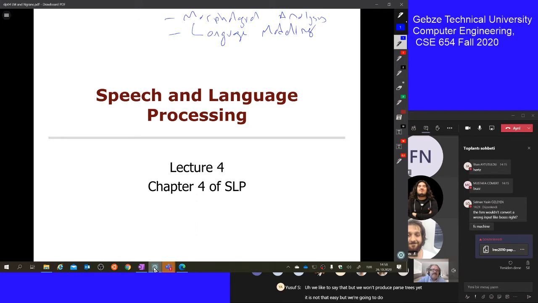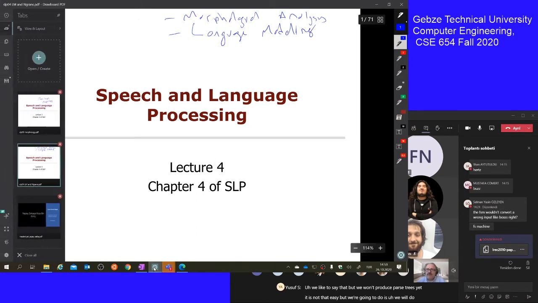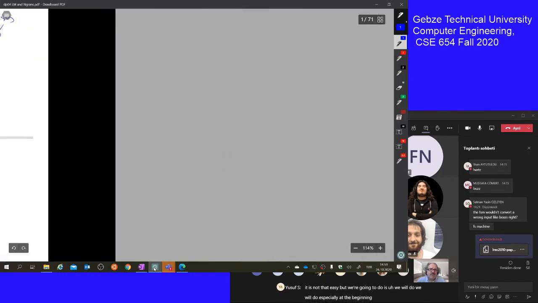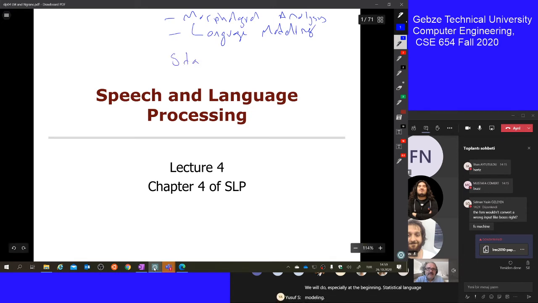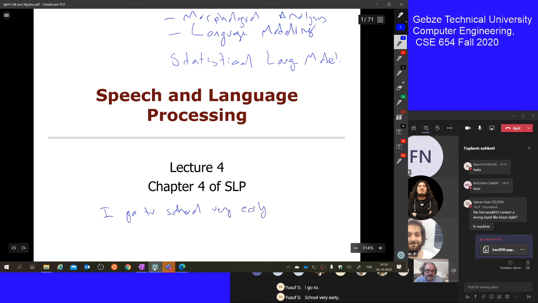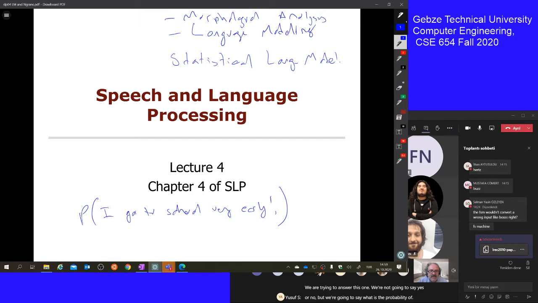What we are going to do, especially at the beginning, is statistical language modeling. What do I mean by statistical language modeling? If somebody gives me a sentence, "I go to school very early." What is the probability of having such a sentence in English? We are not going to say yes or no, but we are going to say what is the probability of having such a sentence in English?